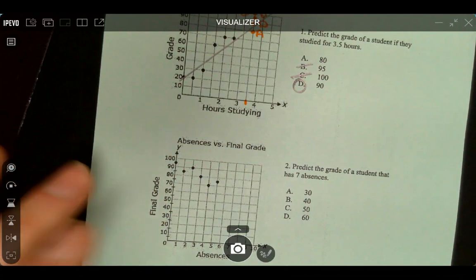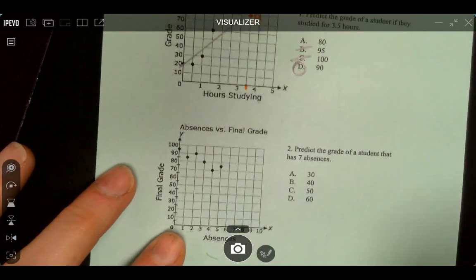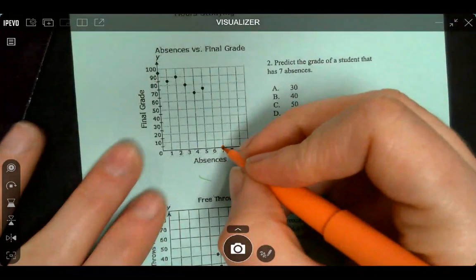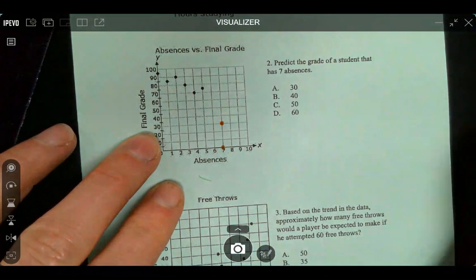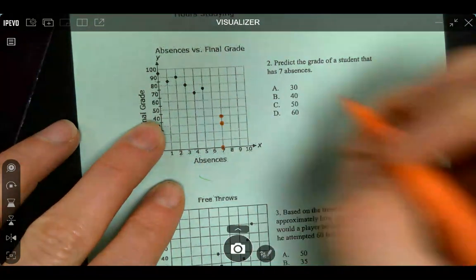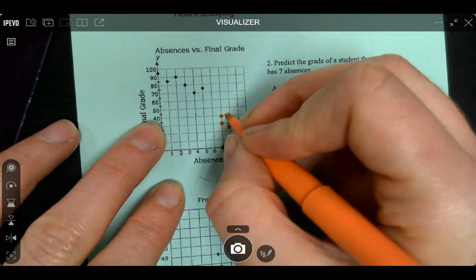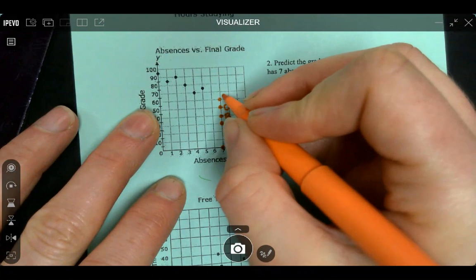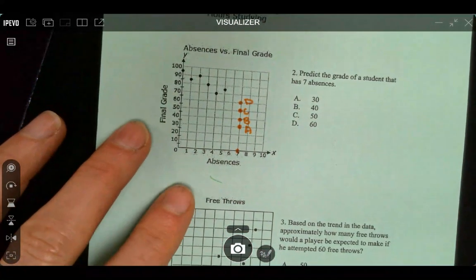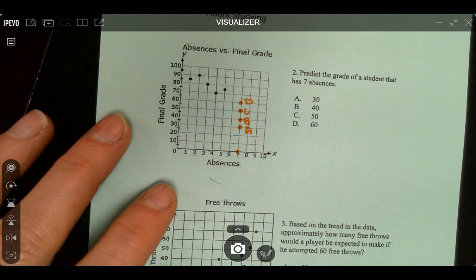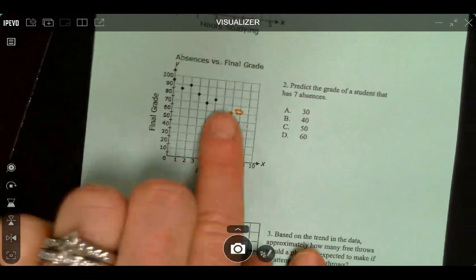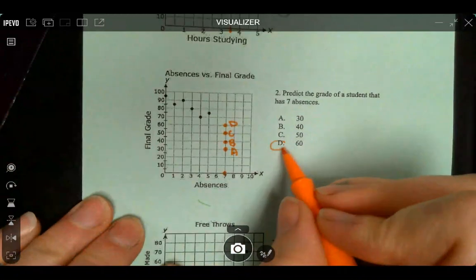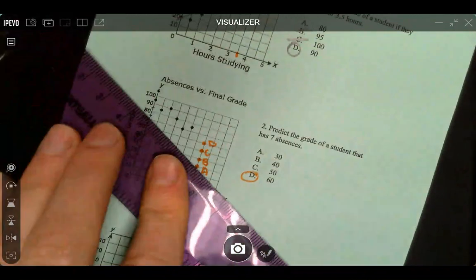Predict the grade of a student that has 7 absences. So 7 would be right here. Let's plot those points. 7 at 30, 7 at 40. So let's see. A, B, 50, or 60. Which one falls within the data? If I ignore all of these, look at those. Yeah, it's 60. Tricky, right?